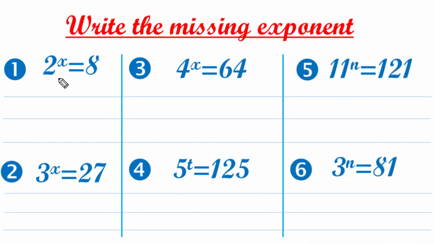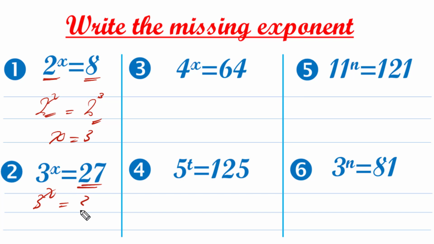Next, write the missing exponent. To find the value of x, just write 8 in exponential form. We can write 2 raised to the power x equals 2 raised to the power 3. Now we have the same base, so we have the same power. Now x equals 3. Next, 3 raised to the power x equals 27. Ask yourself, what's the exponential form of 27? Yes, it will be 3 raised to the power 3. Now x equals 3.